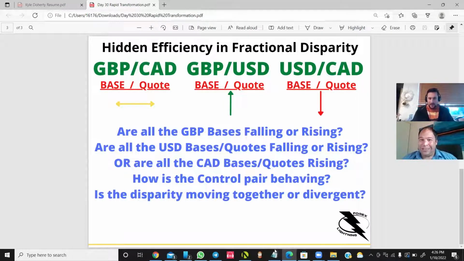I actually feel like our method is the best for fractional disparity, because you see the patterns that we go over in our method and coaching. Those patterns show up on all of these different pairs, and once you see them enough, you never forget them. If you see a double bottom on euro pound and a double top on pound Swiss, they're doing this, and it's just like, boom, I'm in it. It turns into clockwork.